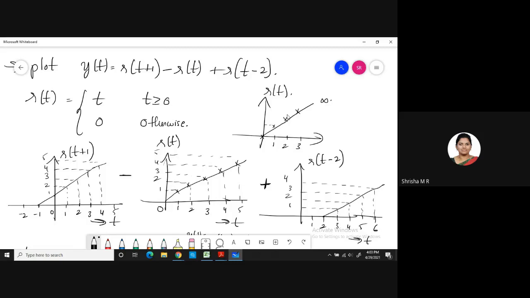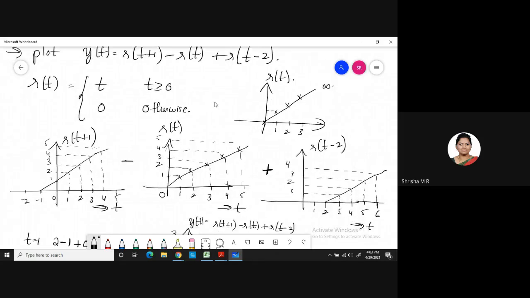At 2, it will be equal to 2. At 3, it will be equal to 3. It will go on up to infinity. That is the definition of a ramp signal. It is t for t greater than or equal to 0, and 0 otherwise. This is a ramp signal.